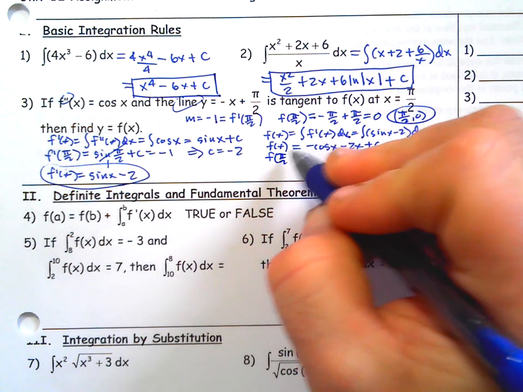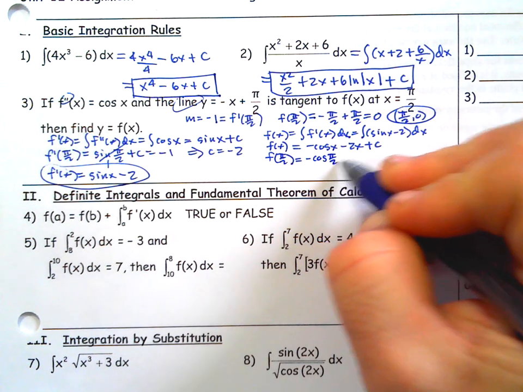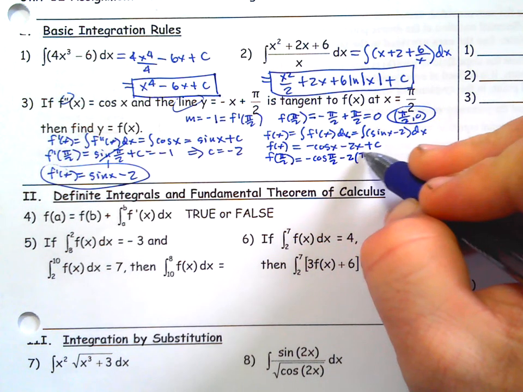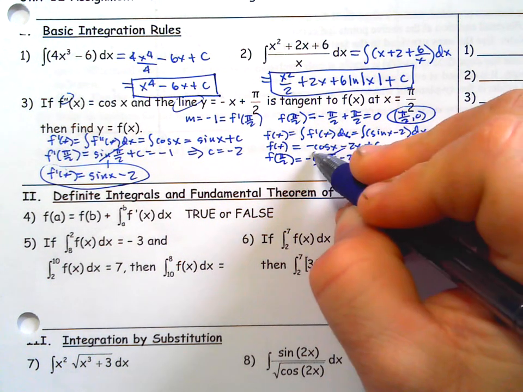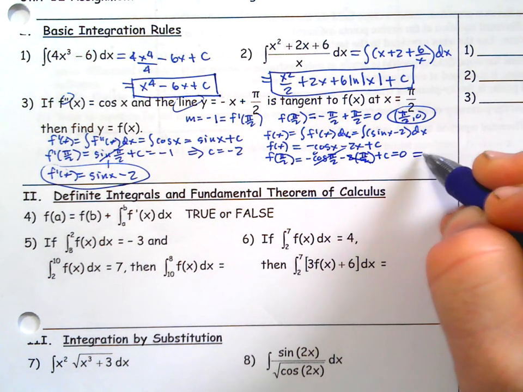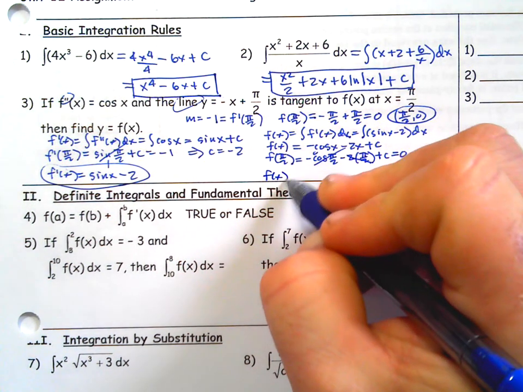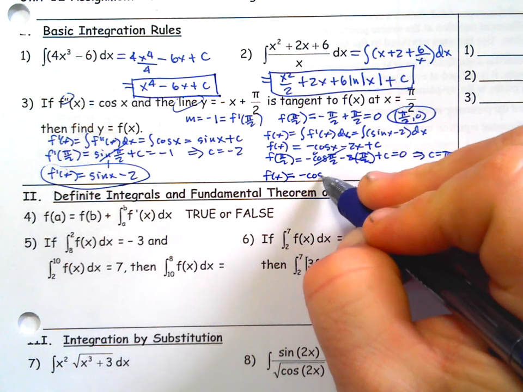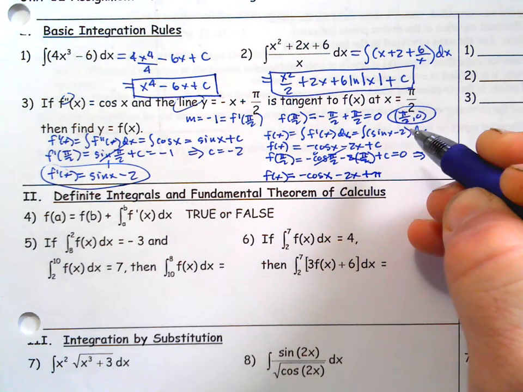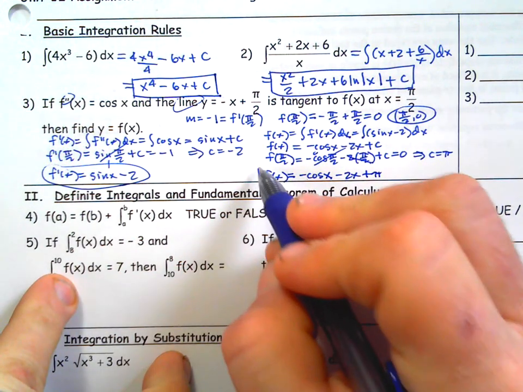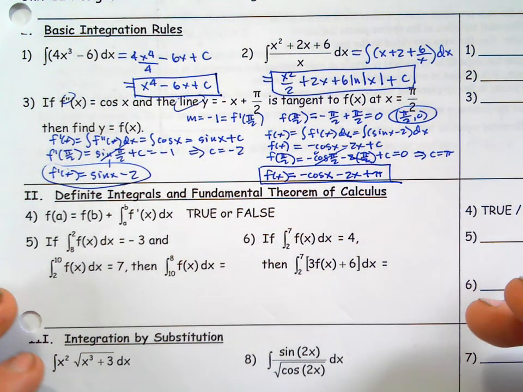Plug pi over 2 in. It should equal 0. Cosine pi over 2 is 0. So c equals pi, positive pi. So your final answer, f of x equals negative cosine x minus 2x plus pi. All right. Little practice there.